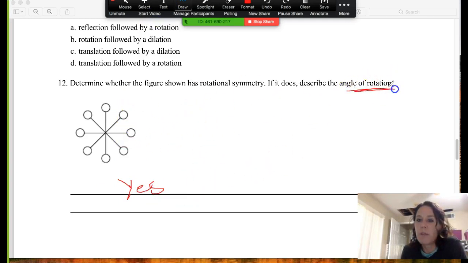What is the angle of rotation where the symmetry exists? Well, look, if I take this from here to here, that's 90 degrees. And I don't need to go that far. I can just go from here to here. That's half of 90. Half of 90 is 45 degrees. 45 plus 45 makes 90. So what is the angle of rotation? It's 45 degrees. All right, on to the next one.